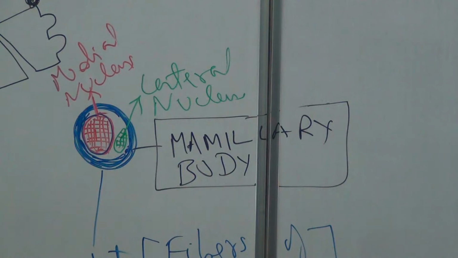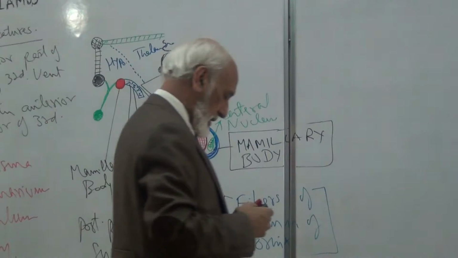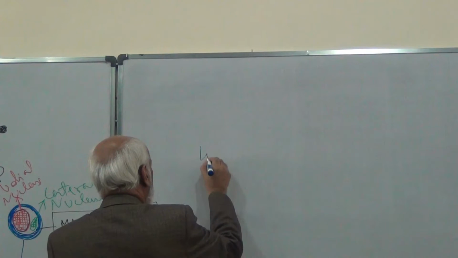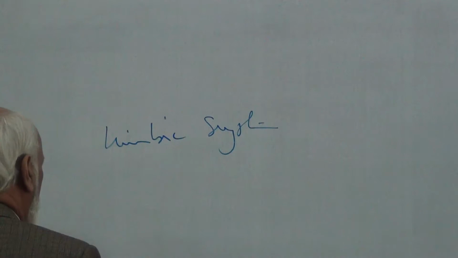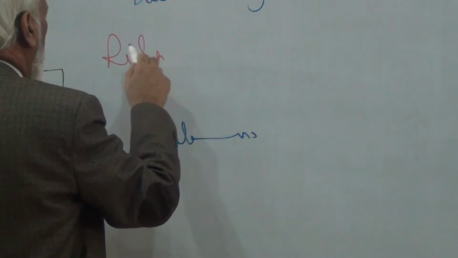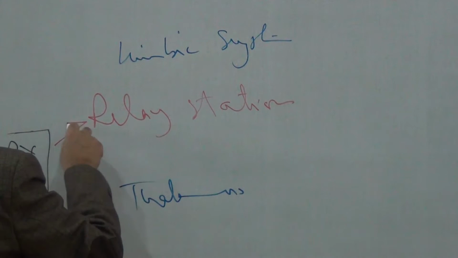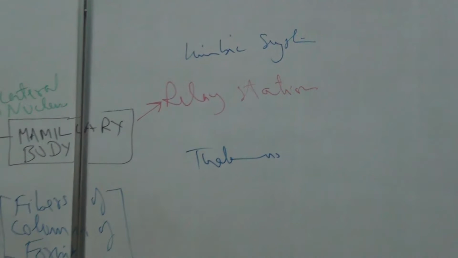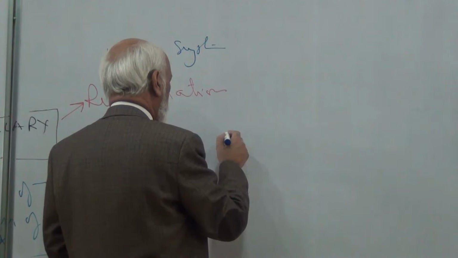Now, the mammillary body being located between the limbic system and thalamus, acts as a relay station between the limbic system and thalamus. So this is why it has an important role in memory formation. What is its function? Mainly it is the formation of memory.